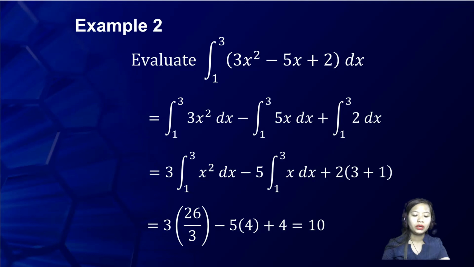Then we get the integral of the other terms. So we have 3 times 26 over 3 minus 5 times 4, plus 4, that is equal to 10. So that is the definite integral of our given function.